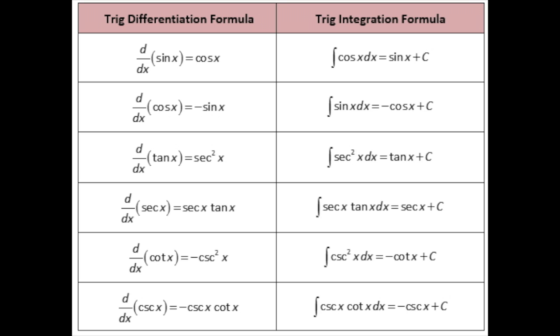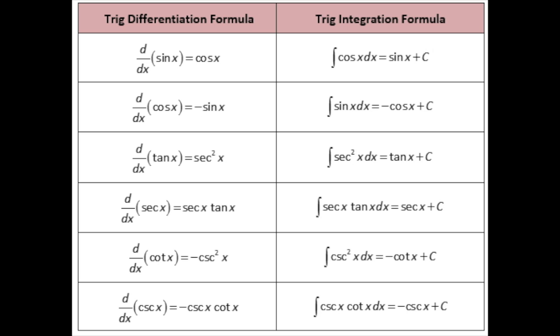With the integral of secant squared x dx, you get tan x plus c. The integral of secant x tan x dx gives you secant x plus c. The integral of cosecant squared x dx equals negative cotangent x plus c. And the integral of cosecant x cotangent x dx equals negative cosecant x plus c. In these problems, remember that the negative is extremely crucial.